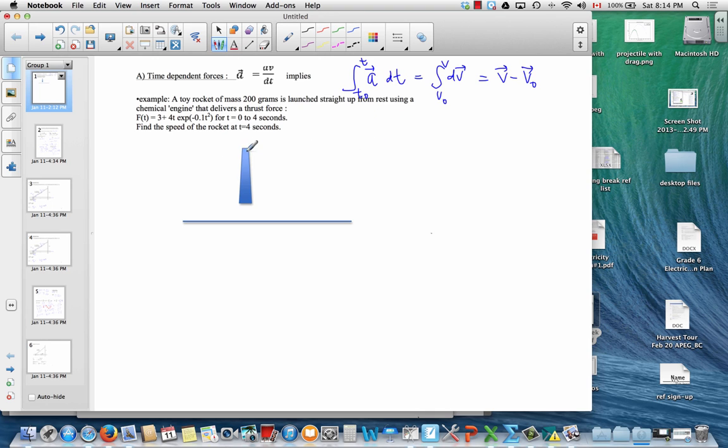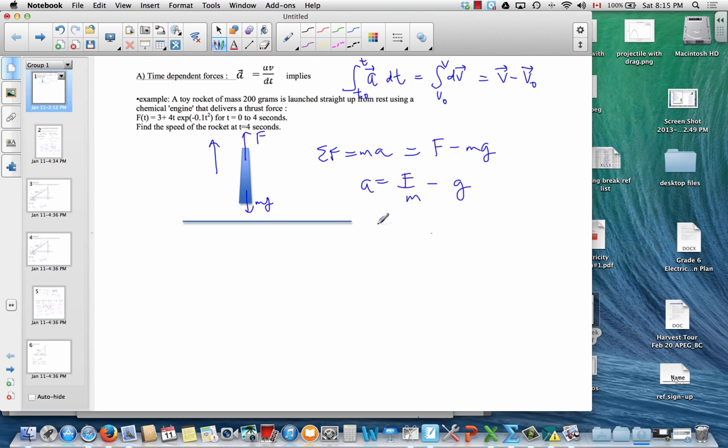Here's an example. A toy rocket's got a thrust force from a little chemical engine, and then there's a weight force opposing that. So we apply Newton's second law. The sum of the forces equals ma. Let's set up our axis this way. So that'll equal the thrust force minus the weight. So I could solve for the acceleration. Just divide through by mass. It'll be force over mass minus g.